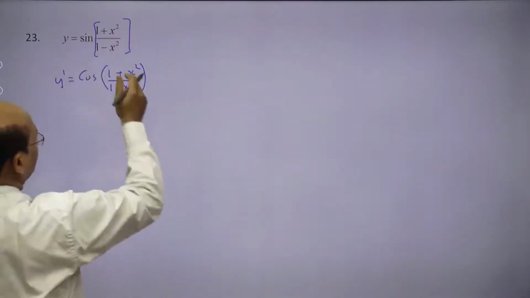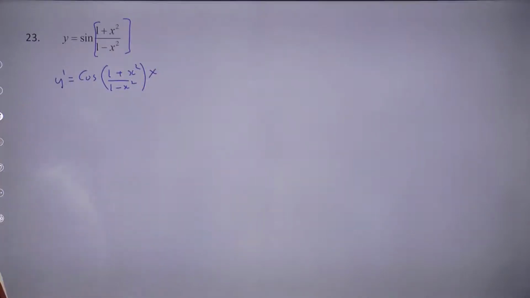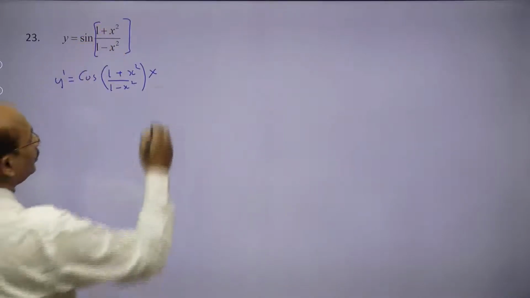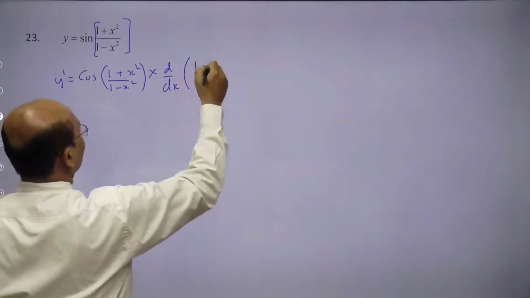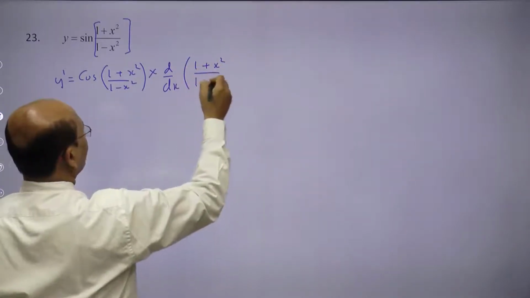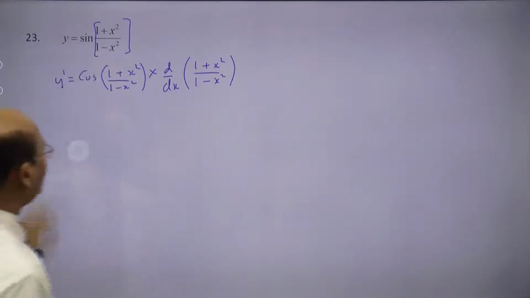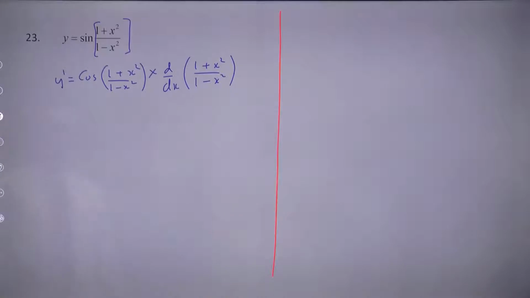So sine of anything, cos of anything into, hold on, this was the derivative of sine, the outside derivative, but inside there is the algebraic function. So into, chain rule says derivative of the inside function, 1 plus x square upon 1 minus x square. I will not need this, but still I will write it down. So now go ahead and work with this, how I do this part.